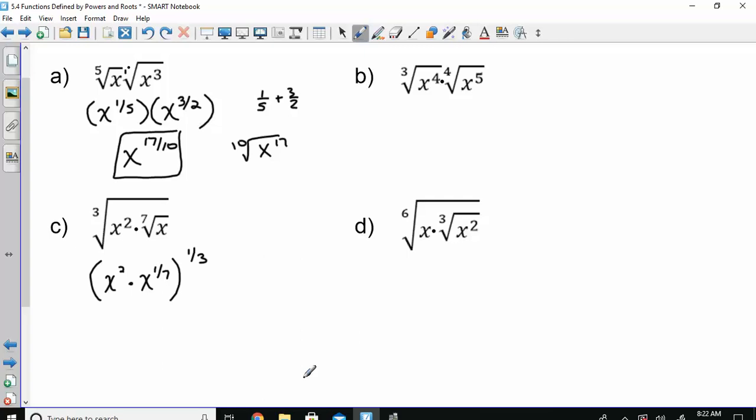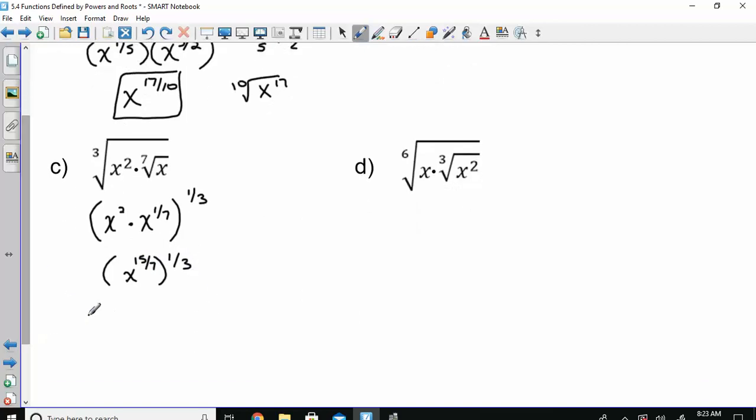So starting on the inside, these are multiplied. The x is written each time, so you add those exponents. So 2 plus 1/7. Okay, then the 15/7 and the 1/3, what would I do with those? Multiply them, yep. If the x is written each time, you add them. When it's a power to a power, you multiply. And that would give me x to the 5/7 power.